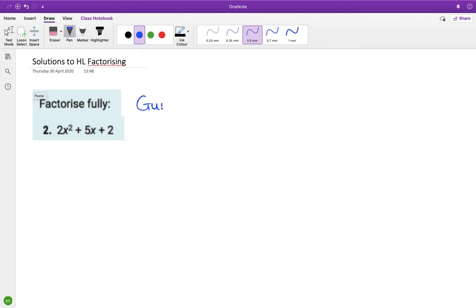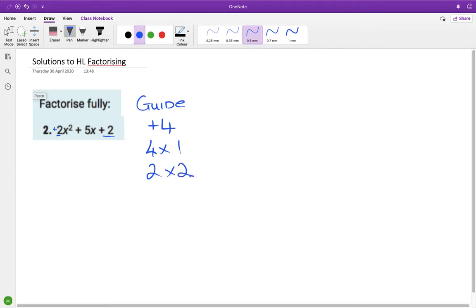Guide number here is the 2 by the 2, which is a plus 4, because both of those 2's are positive. Factors then are 4 times 1 or 2 times 2. We're going to try and use those numbers to make a plus 5. Okay, so if I add 4 and 1, I get 5.